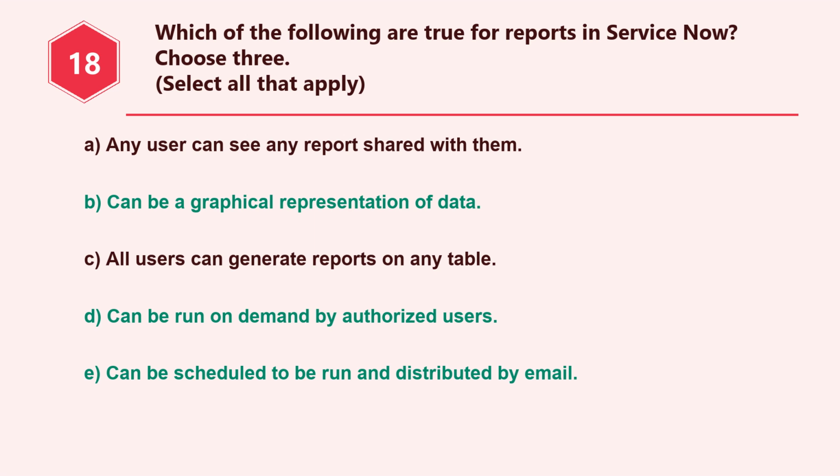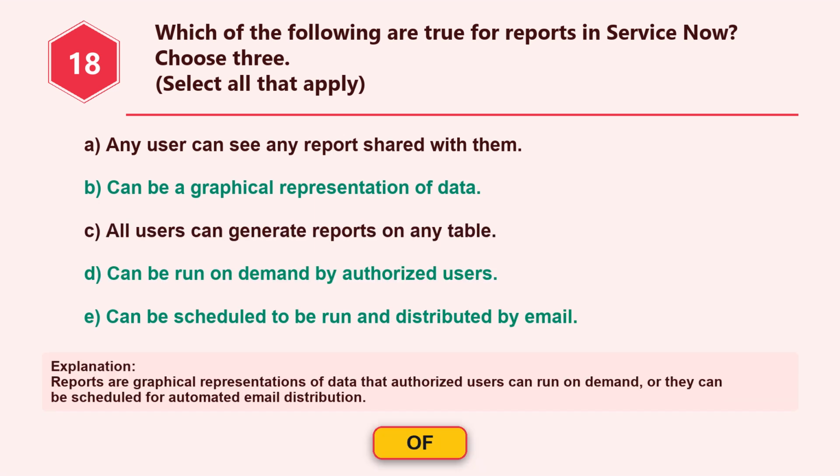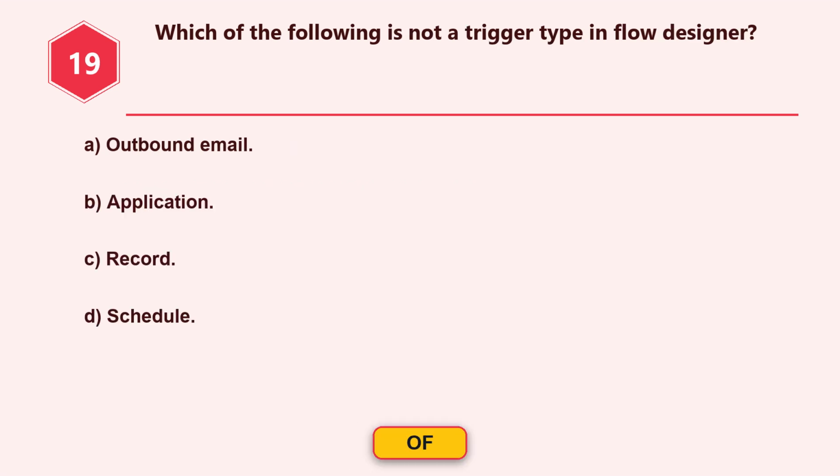Can be a graphical representation of data. Can be run on demand by authorized users. Can be scheduled to be run and distributed by email. Reports are graphical representations of data that authorized users can run on demand, or they can be scheduled for automated email distribution. Question 19. Which of the following is not a trigger type in Flow Designer?